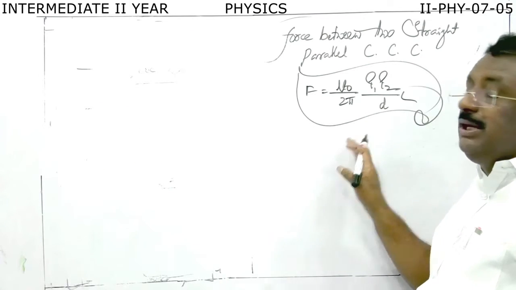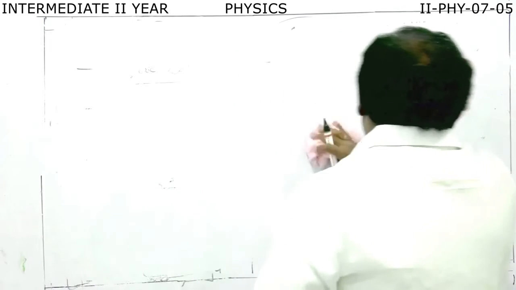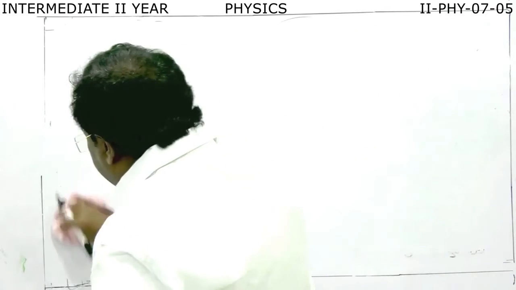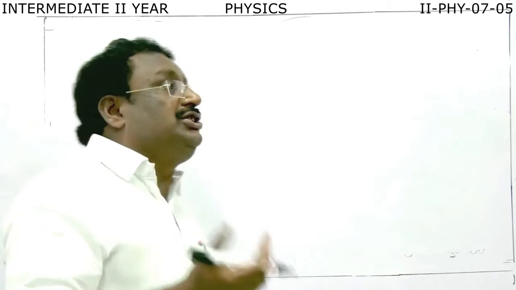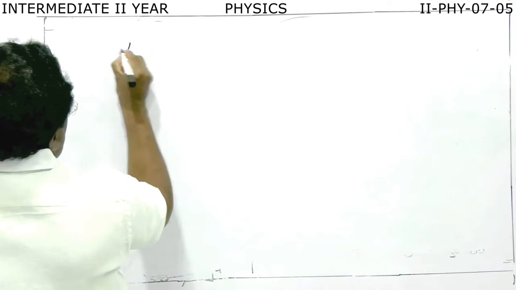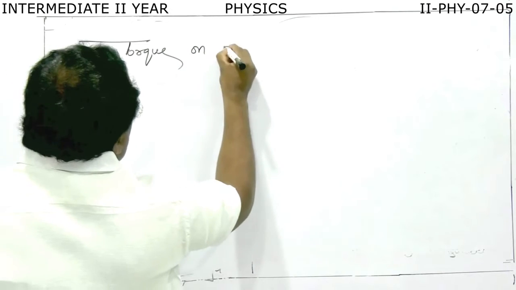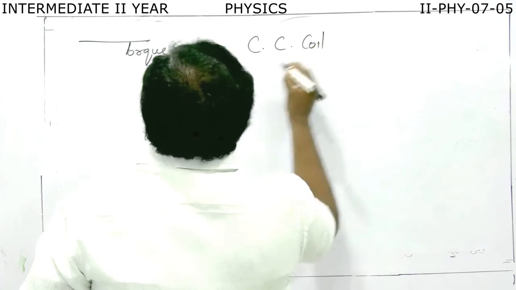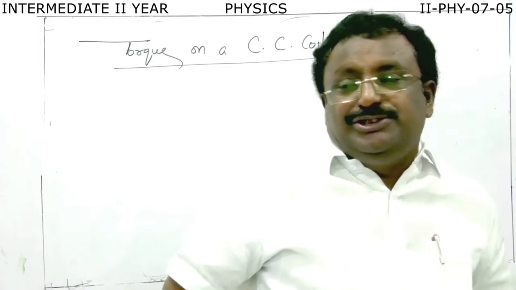The force between two parallel conductors. Now we take a current carrying coil. When we keep a current carrying coil in a magnetic field, what will happen? It may experience torque. Torque on current carrying coil. Such a beautiful word, torque.